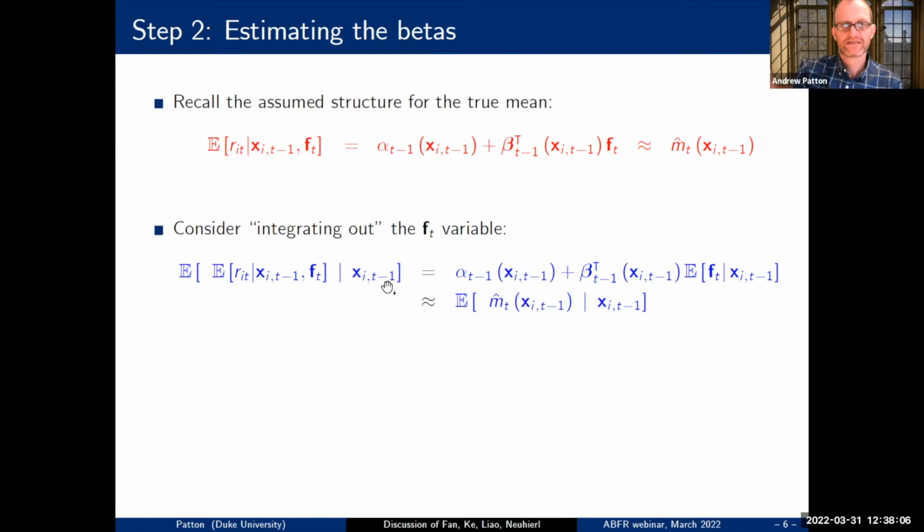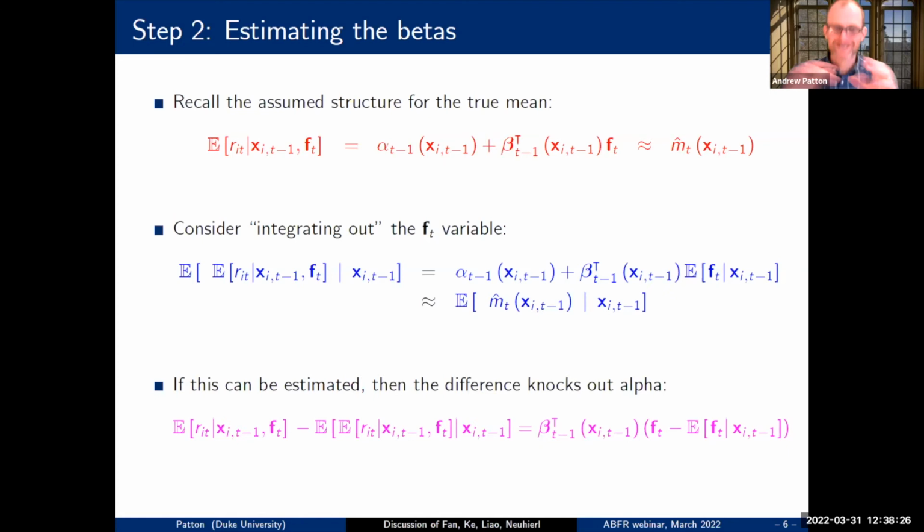If they could do that, then what they would have on the right-hand side is the alpha as a function of the characteristics plus the beta as a function of the characteristics times the conditional expectation of F, rather than the realization of F. With that in hand, they would be able to get this ugly looking pink function. But what's important here is that the difference between the red equation and the blue equation knocks out the alpha. That to me was a real insight. It took me a while to figure that out, but I think that's the juicy part of these two steps here.